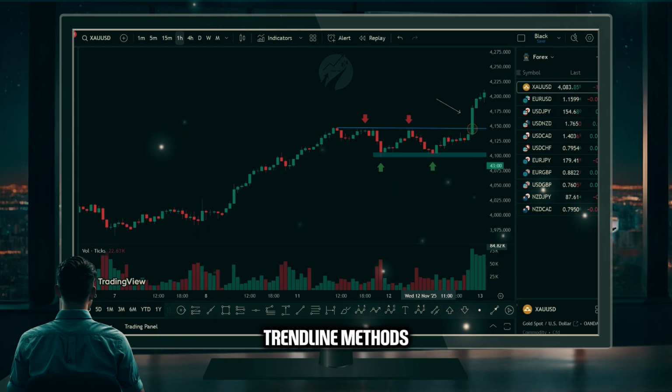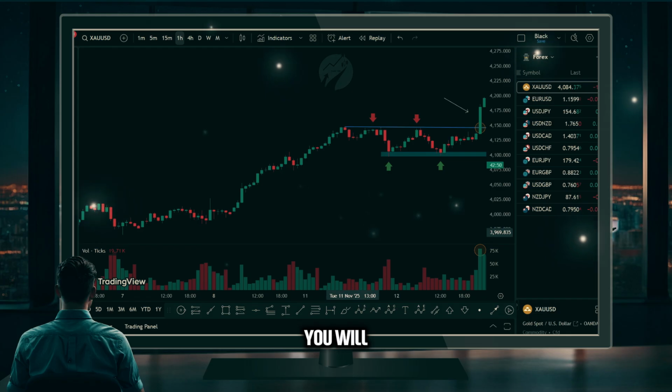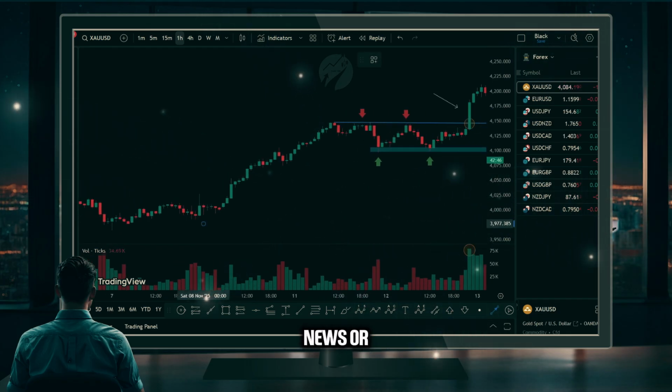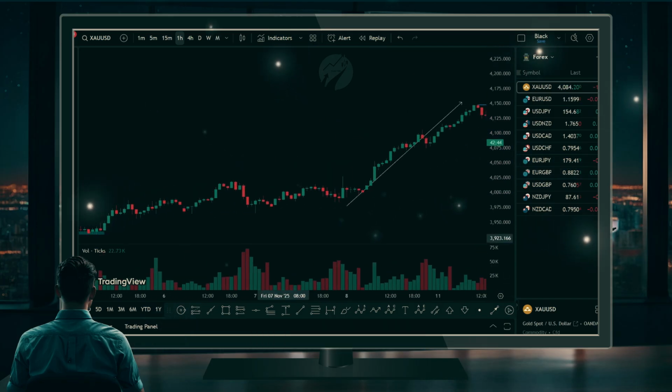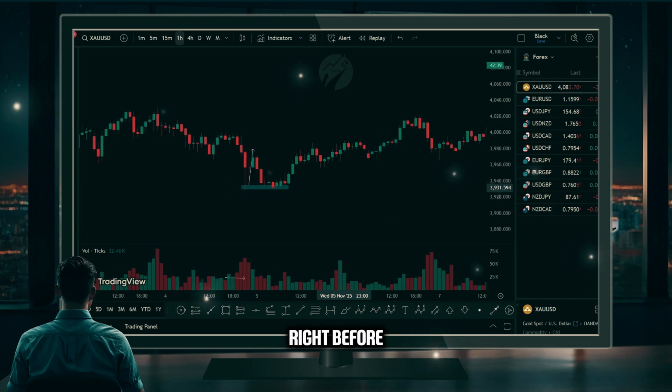The 3 trendline methods that every trader must know. It's time for me to put 3 keys in your hands. If you master them, you will see the market in a completely different way. You will no longer predict, you will no longer gamble, and you will no longer chase news or unpredictable spikes. You will simply read the language that price is writing right before your eyes.